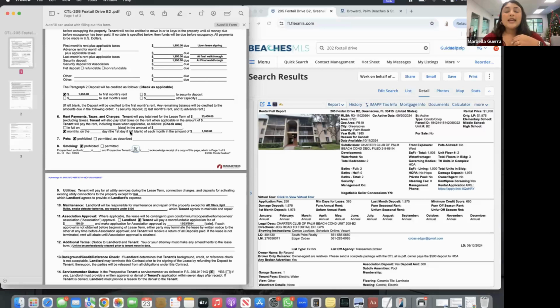And you would put that they would be paying it on that day, if left blank, the first day of each month in the amount of, and then here in the amount of, you would put the rental rate, which in this case, it is $19.50.